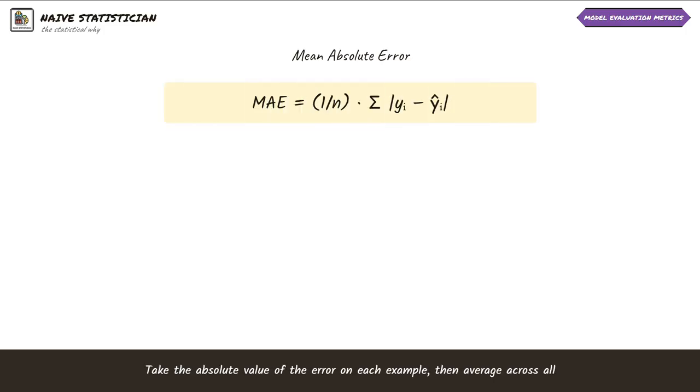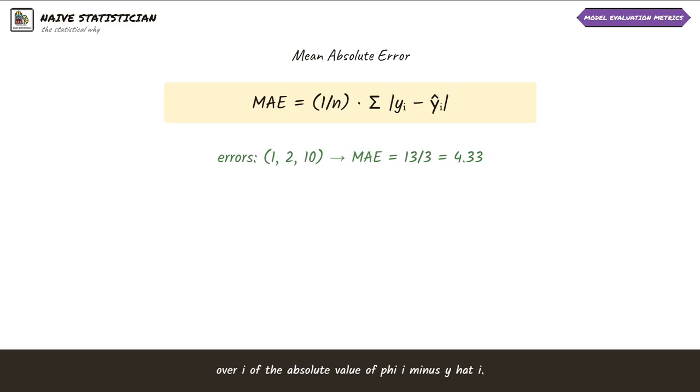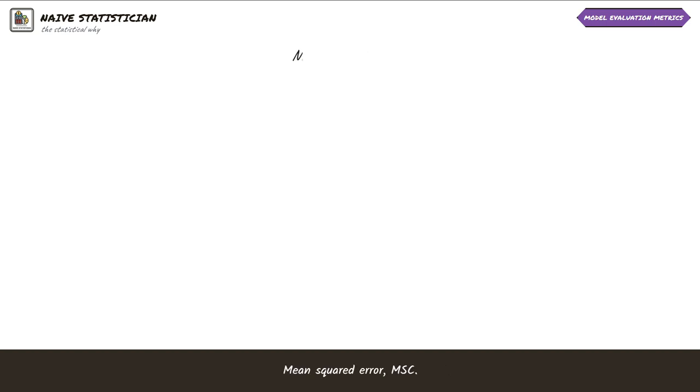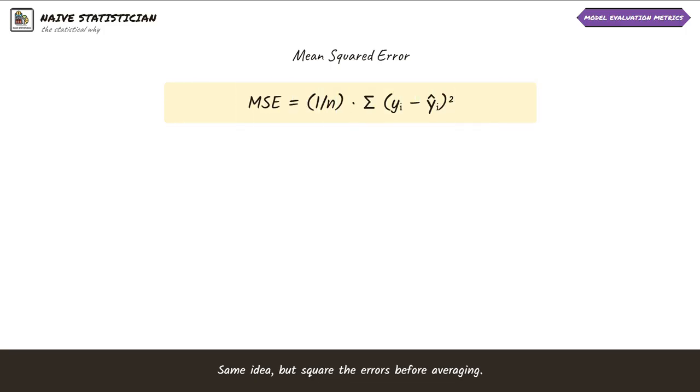Take the absolute value of the error on each example, then average across all examples, and MAE equals 1 over n times the sum over i of the absolute value of y_i minus y hat i. It tells you the average size of your prediction errors in the same unit as the target. Mean squared error, MSE. Same idea, but square the errors before averaging.